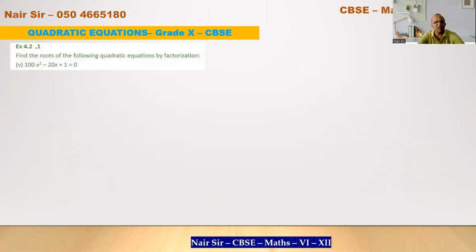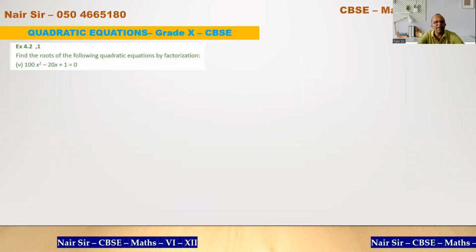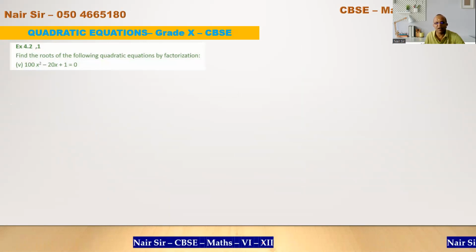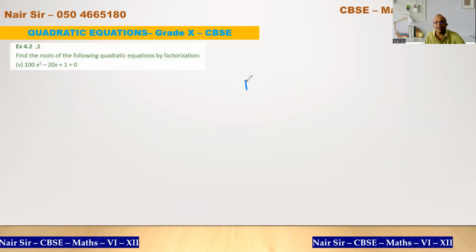I think this is the last question: 10x squared minus 20x plus 1. It is in the form of a quadratic equation, so there's nothing which is irrational. Now, the product needs to be 100 and the sum needs to be 20.